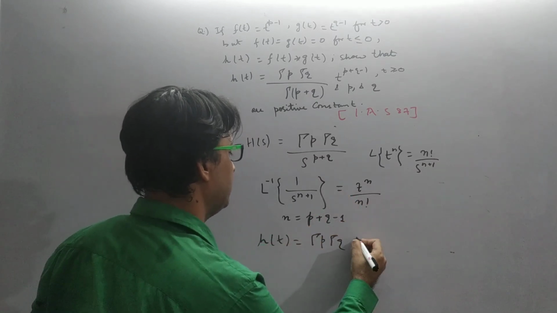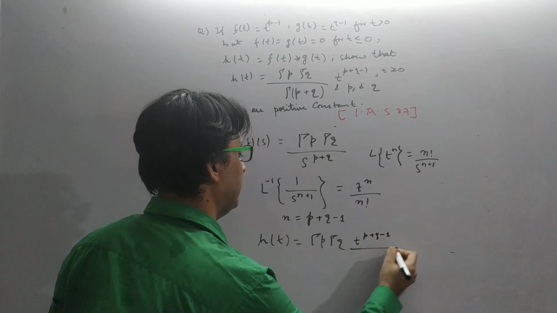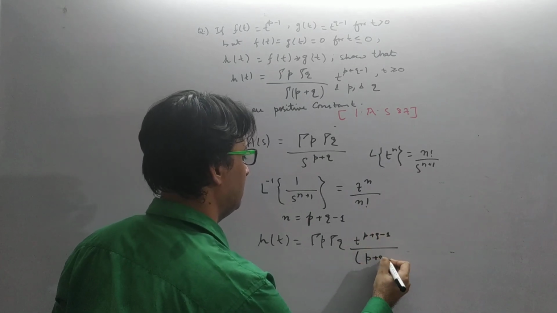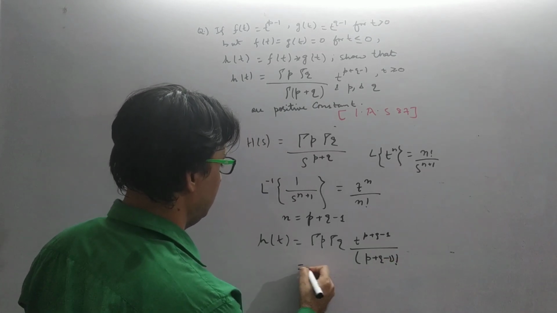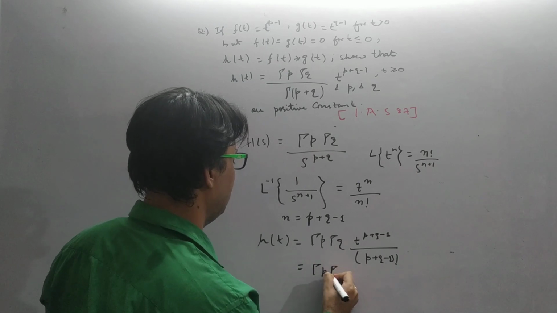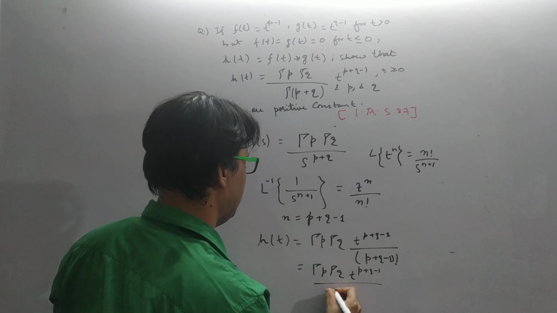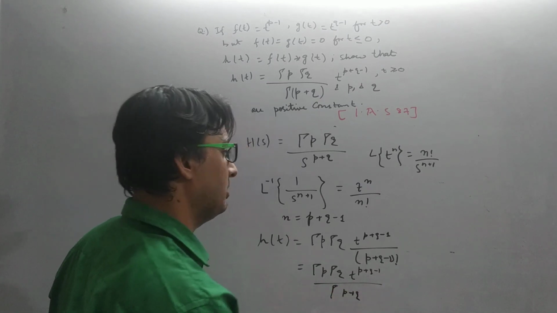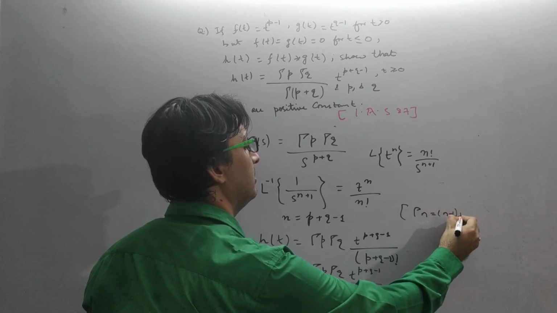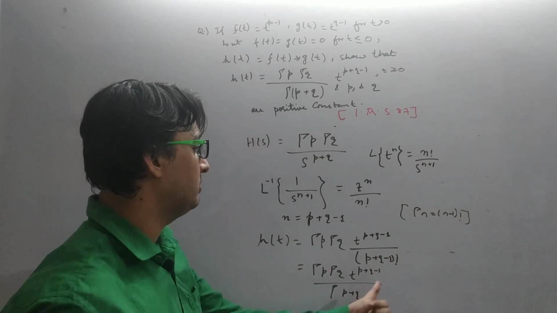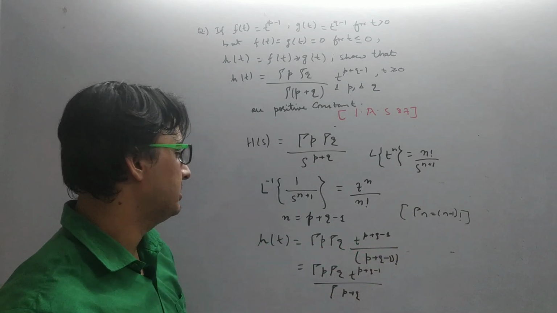Here n is p plus q minus 1, and n factorial is p plus q minus 1 factorial. So we can write it as gamma p gamma q t to the power p plus q minus 1 divided by gamma p plus q, because earlier we said that gamma of n is equal to n minus 1 factorial. So p plus q minus 1 factorial in terms of the gamma function is gamma p plus q. So this is the answer.